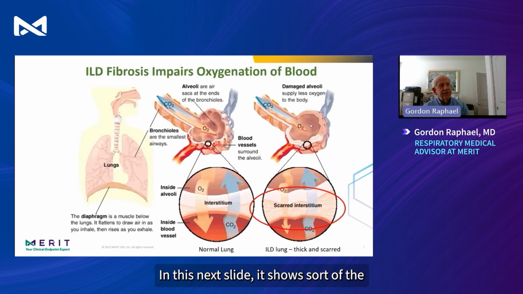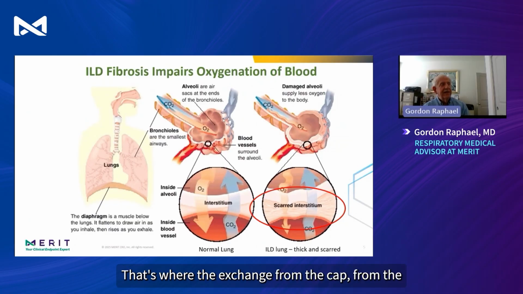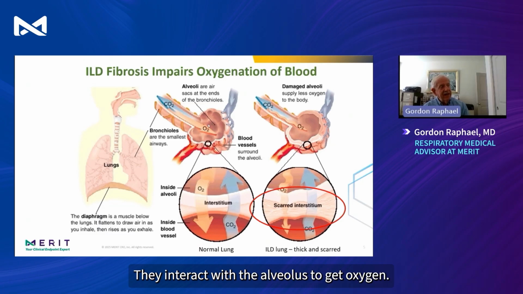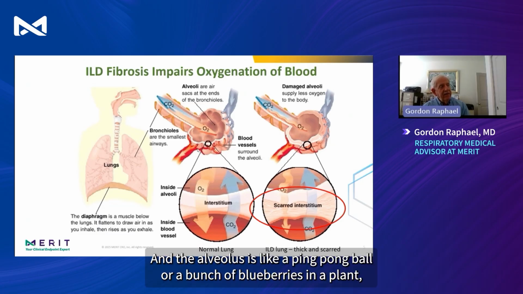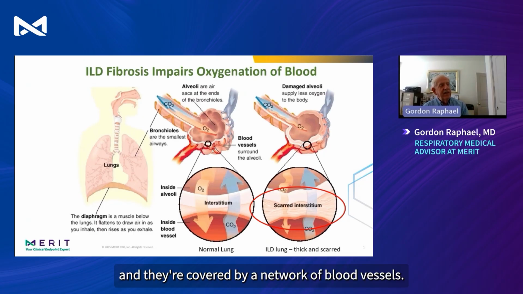In this next slide, I've just shown a diagram of the lungs, looking from the bronchi to the bronchioles to the end organ, which is the alveolus. That's where the exchange happens from the pulmonary arteries, which are blue, they're not oxygenated yet. They interact with the alveolus to get oxygen, they become red. And the alveolus is like a ping pong ball or a bunch of blueberries in a plant. And they're covered by a network of blood vessels.